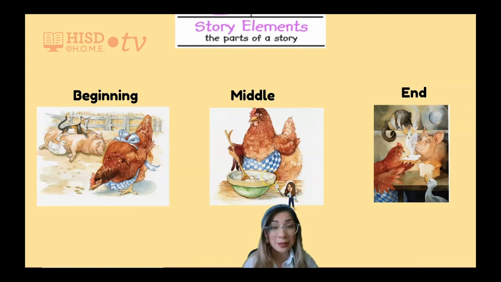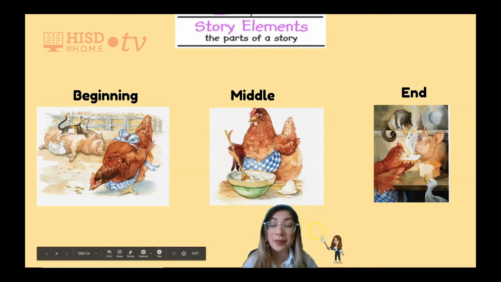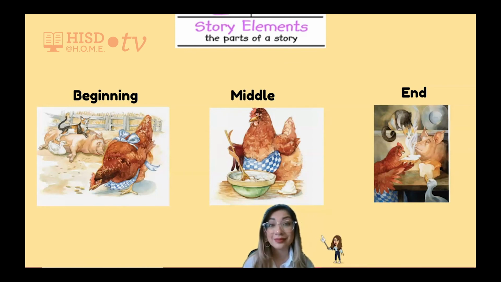Now what happened in the middle? Say the sentence stem in the middle of the story and tell me what happened in the middle of the story. Well, in the middle of the story, the little red hen was working very, very hard all by herself, without any help from her friends.